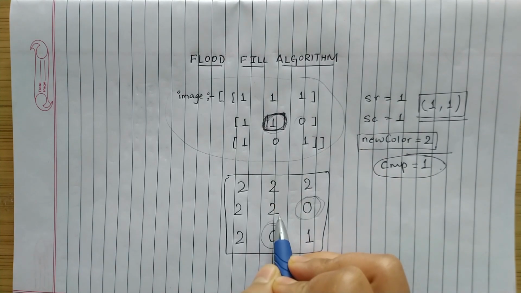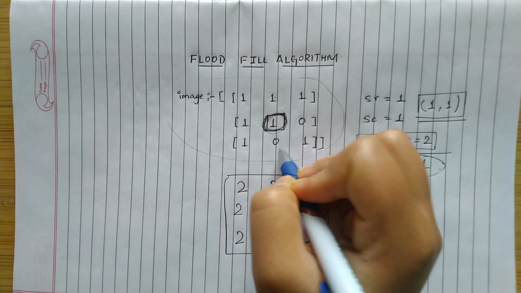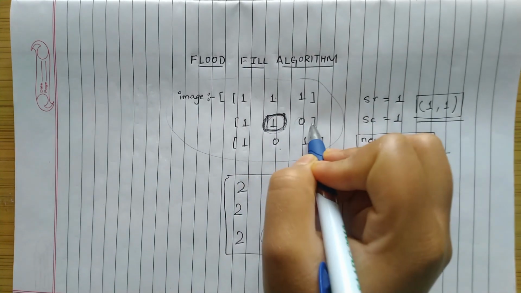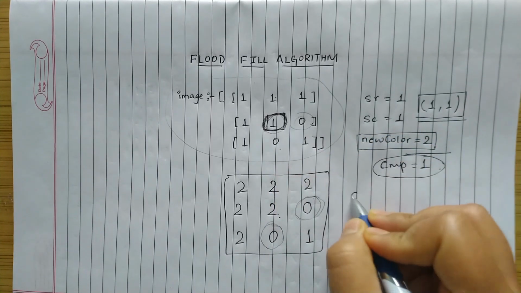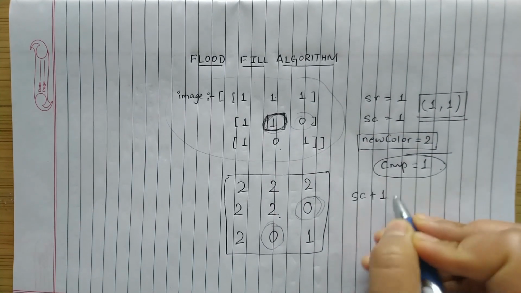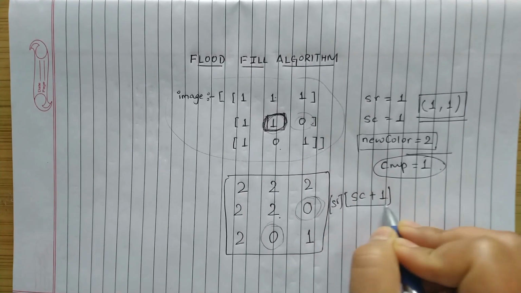After that we will have 4 cases. Check on this side, this side, this side, and this side. Now first we will start by checking this side. Now if this position, that is the SC plus 1 and SR will remain the same.